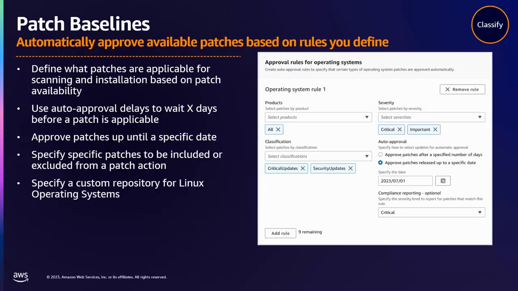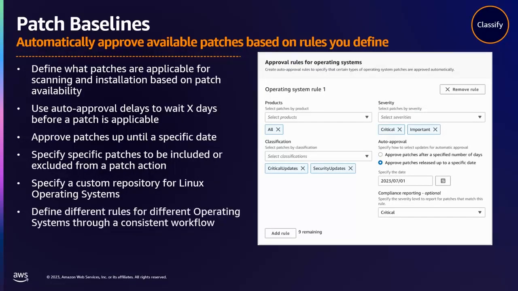Another feature that we have is for Linux-based operating systems, you can specify a custom repository. So if your instances are not connected to the internet or in their own private subnets, then you can actually tell Patch Manager to reference the custom repository that that instance can point to, which gives you the added flexibility to leverage Patch Manager even in cases where you're not connected to the internet.